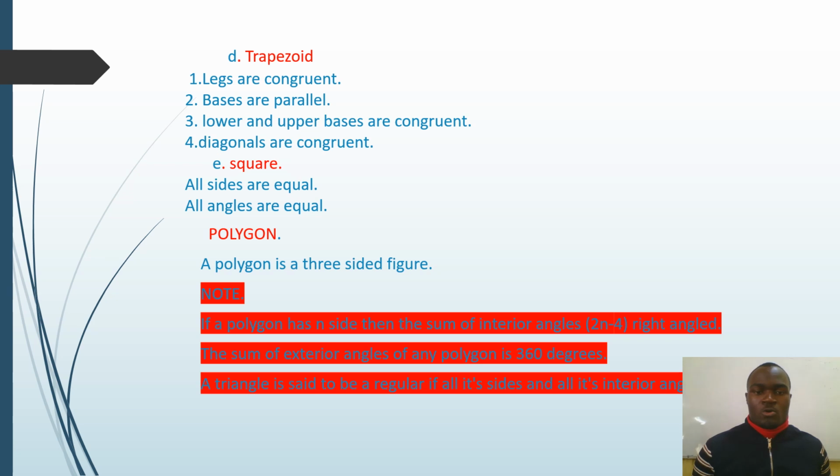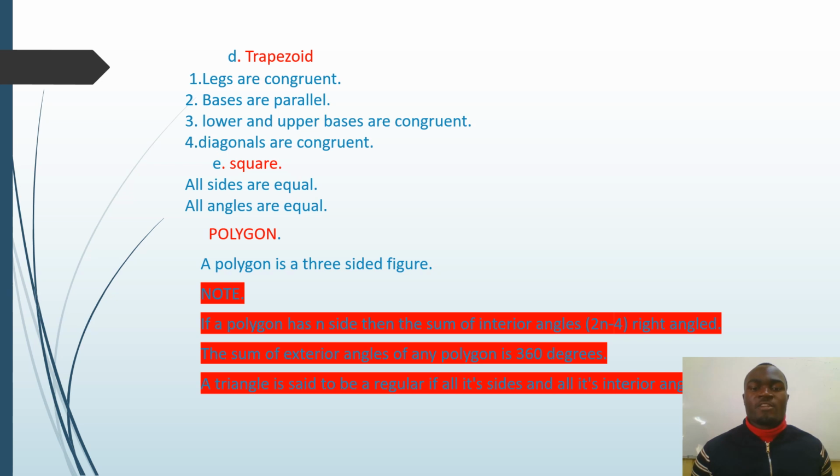So we have a note here to take note. If a polygon has n sides, then the sum of the interior angles is 2n minus 4 right angles. This here is a right angle.